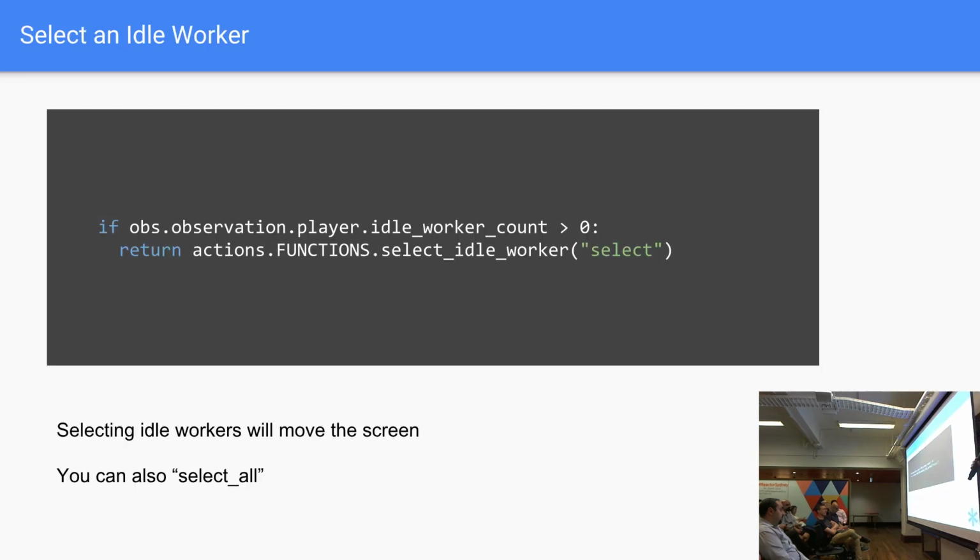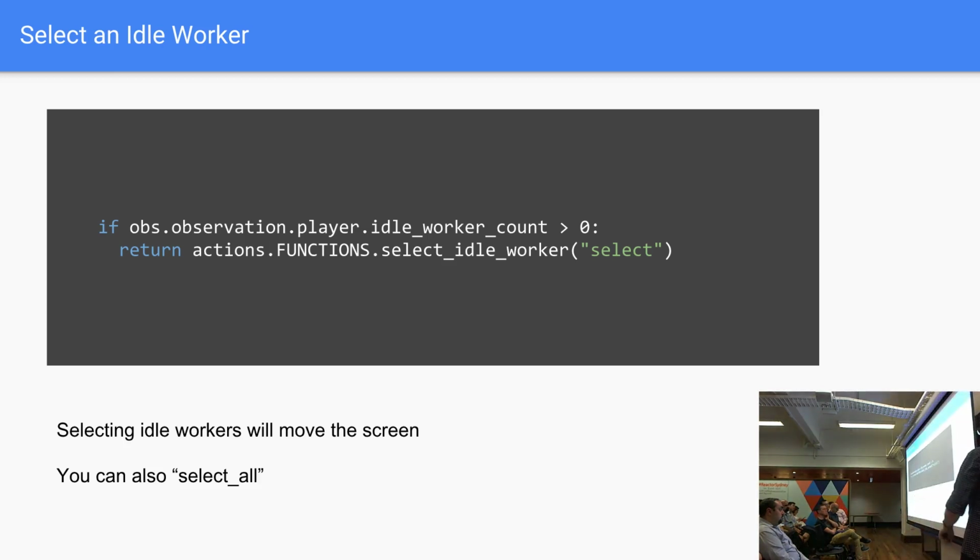Selecting idle workers happens a lot, especially if you're Terran and you go and place a building. That worker will just stand there once it's finished, and then you've got an idle worker. This is how you select it. Pretty straightforward: select idle worker.